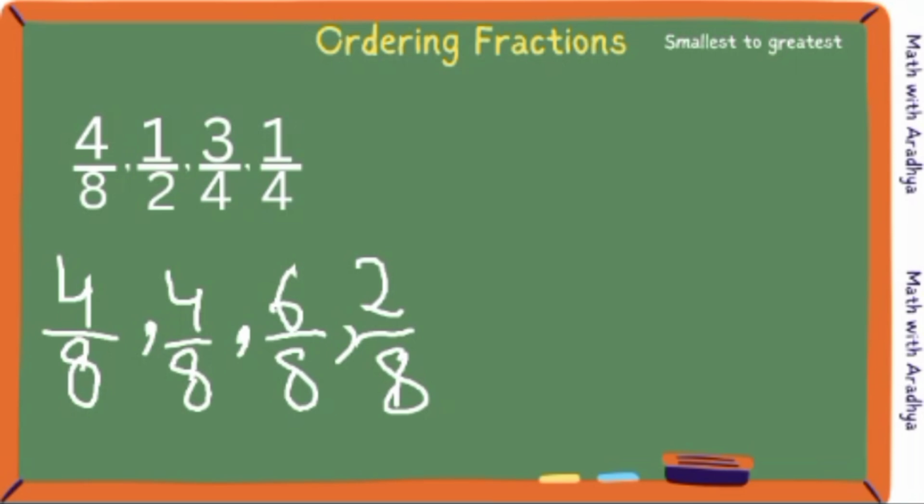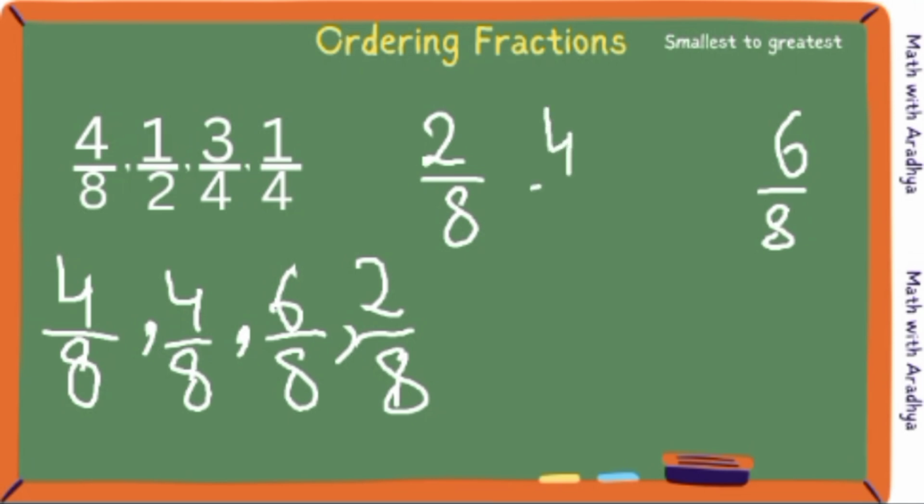It's clear that 2/8 is the smallest and 6/8 is the largest. How do we know that? Whenever we have the same denominator, we compare the fractions by their numerators. As 2 is the smallest, we write 2/8 as our smallest one. Then 6/8 is the largest one, so we write 6/8 as the largest. We have left over 4/8 and 4/8. As these numbers are the same, we put them in the middle.